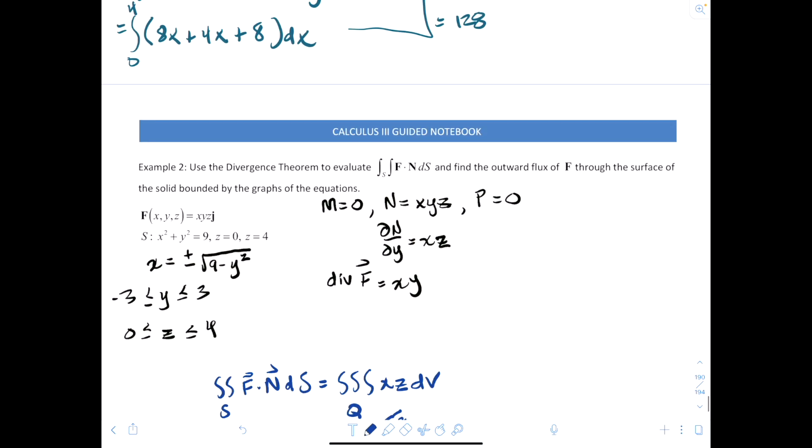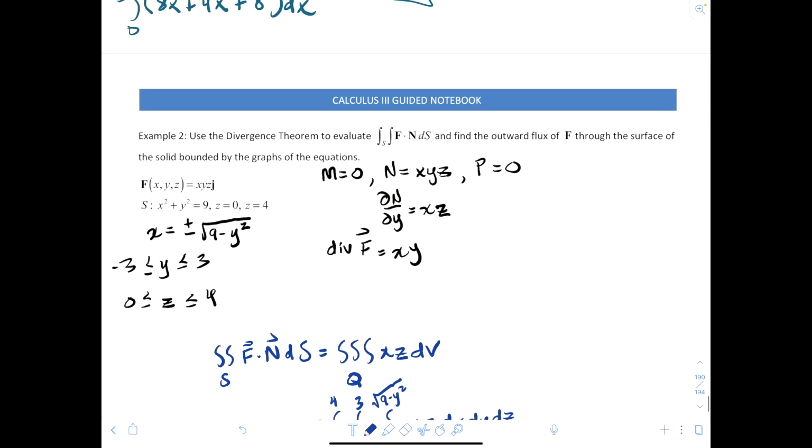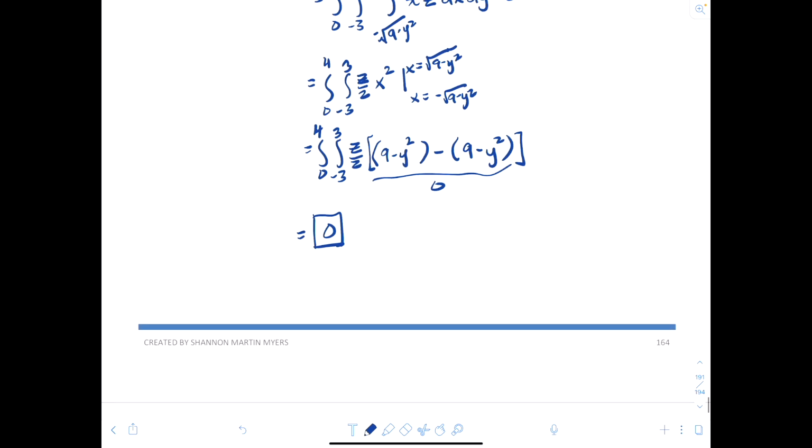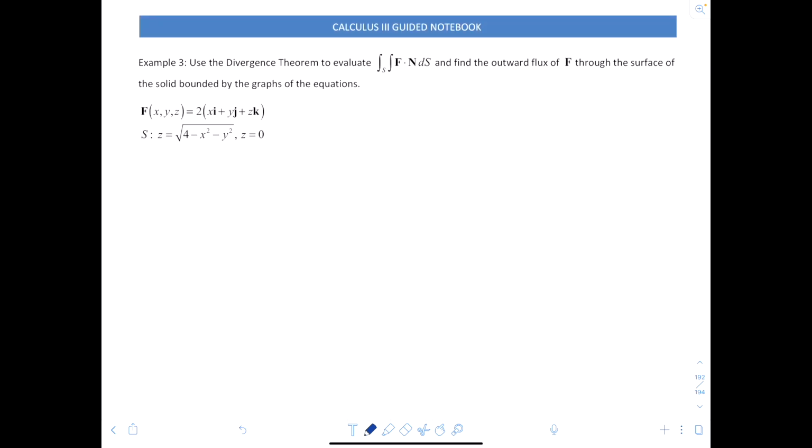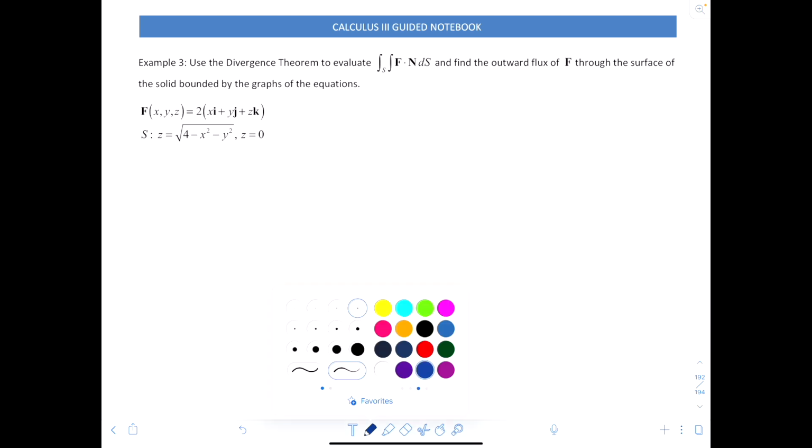And so the outward flux of F through the surface of the solid bounded by the graphs of these equations is 0. Groovy? All right, so now we want to do the same instructions. So let's take a look at what we got going on. This one will be a little more involved. We have an M, an N, and a P. So let's start with that.